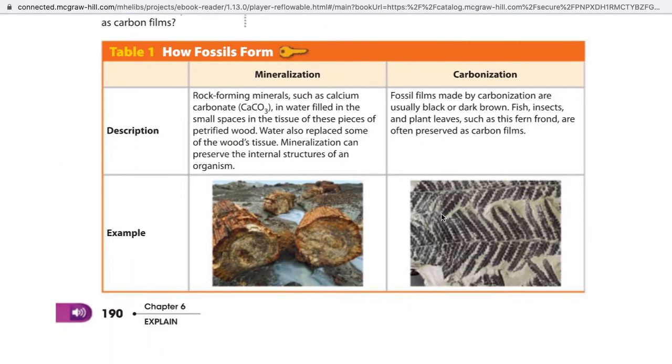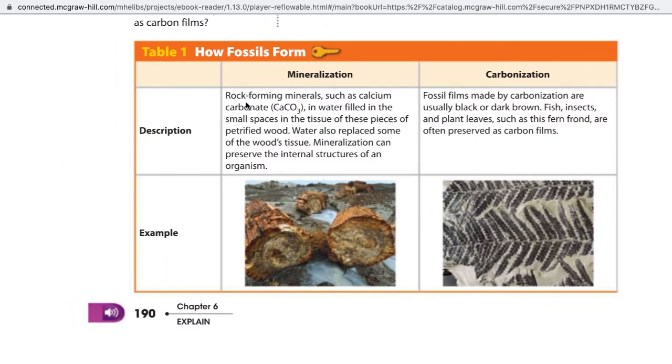Minerals in water also can filter into the small spaces of a dead organism's tissues and become rock. Most mineralized fossils are of shell or bone, but wood can also become a mineralized fossil, as shown in Table 1. So if we take a look at Table 1 here, it says rock-forming minerals like calcium carbonate, basically what shells are made up of, in water, fill in the small spaces in the tissue of these pieces of petrified wood. Water also replaced some of the wood's tissue. Mineralization can preserve the internal structures of an organism. And we saw that with the rings, the grain of the wood grain. There we go, that's the term I wanted.